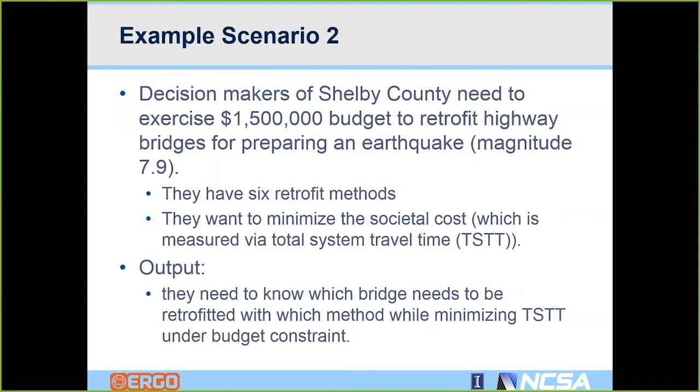Another scenario that I'm not going to walk through in its entirety is where a decision maker has a specific budget and wants to retrofit the highway bridges to prepare for that same event. Ergo has a set of retrofit methods that are available, and we want to minimize the societal cost. In this case, we're measuring that as total system travel time. We would set up the same event in Ergo, and the output would be the total system travel time and what the retrofit strategy should be in order to minimize that travel time.